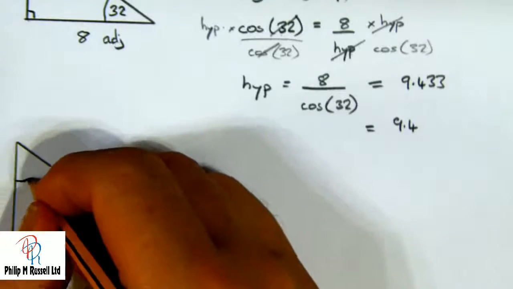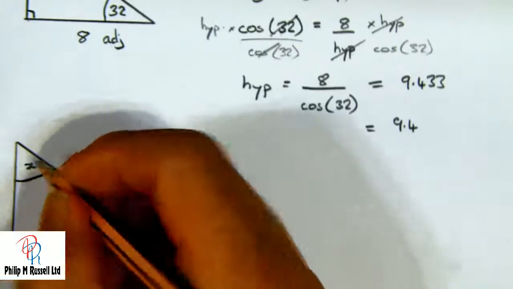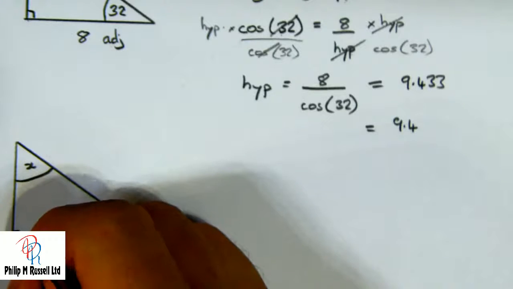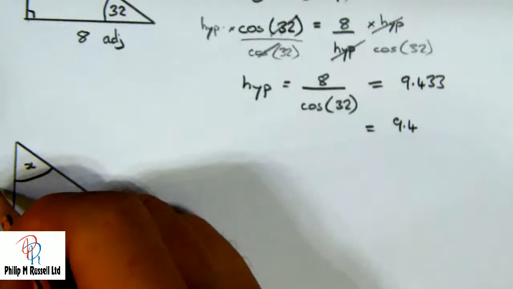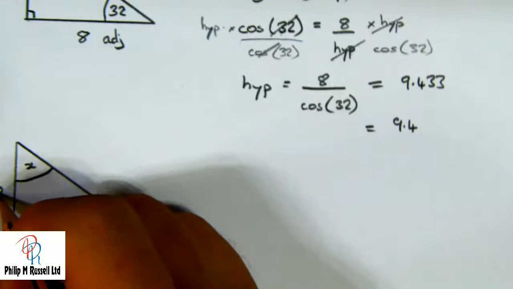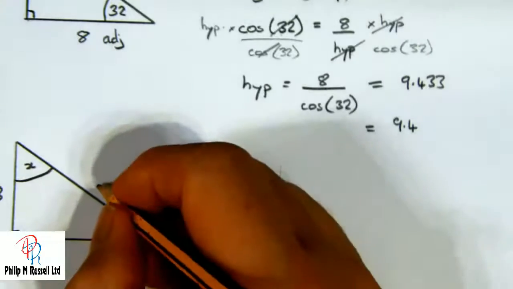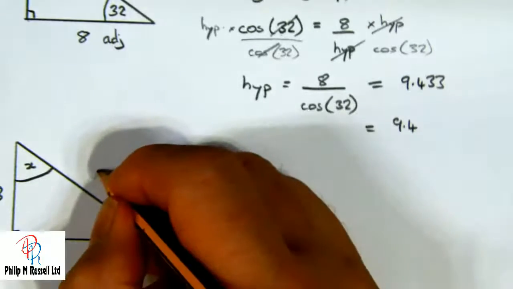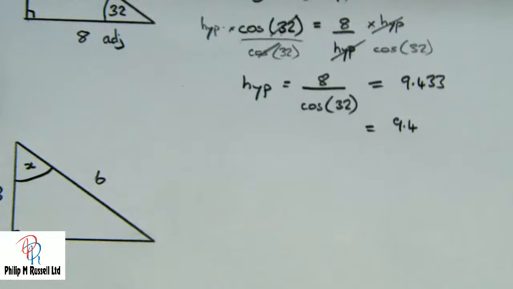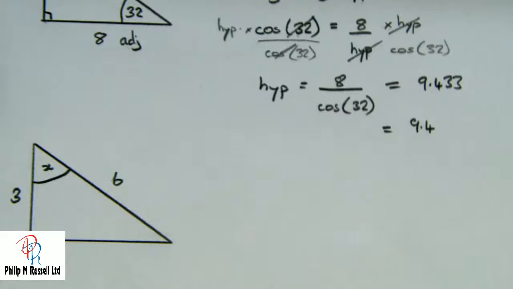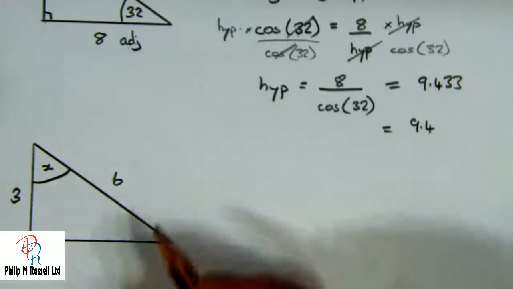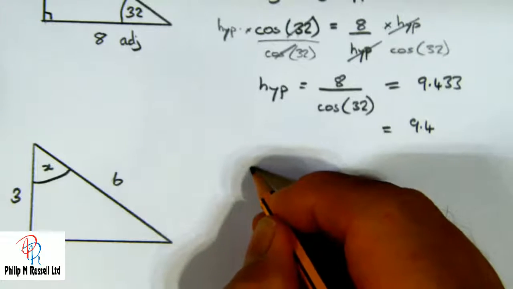This time my angle is going to be x, and we'll have two sides. We'll have this side, which is going to be 3, and this side, which is going to be 6. My drawings are certainly not drawn to scale. Where do we start? SOHCAHTOA.